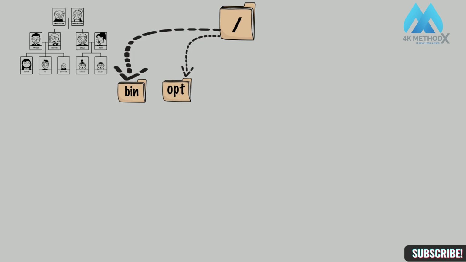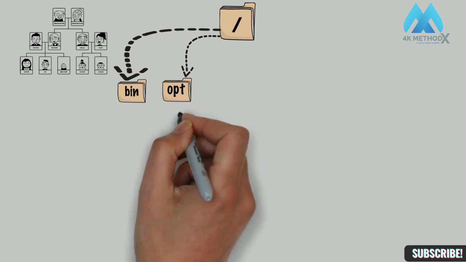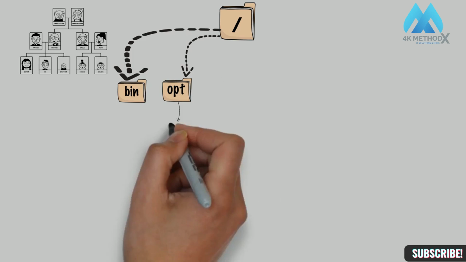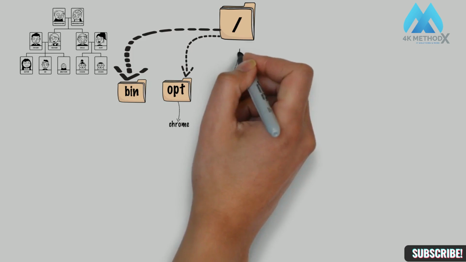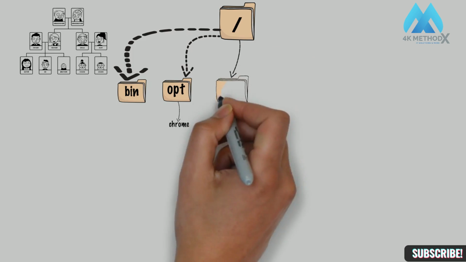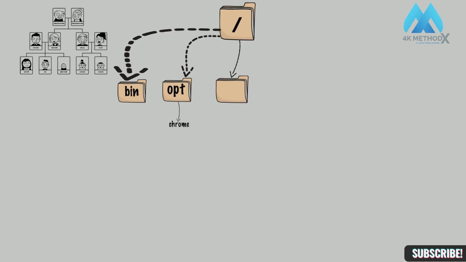Opt is another common directory that you will find. Opt stands for optional. This directory contains commercial software products that are not installed by default on your system. For example, if you are using Ubuntu, you may have noticed that Google Chrome is not installed by default on your system, and if you do install Google Chrome, you will find it located underneath the opt directory.